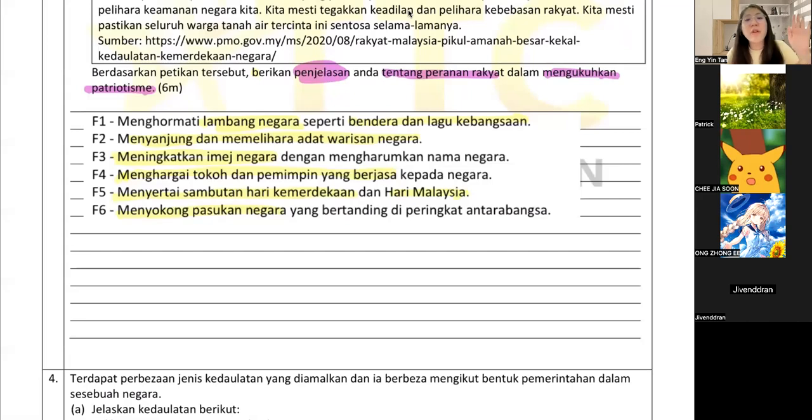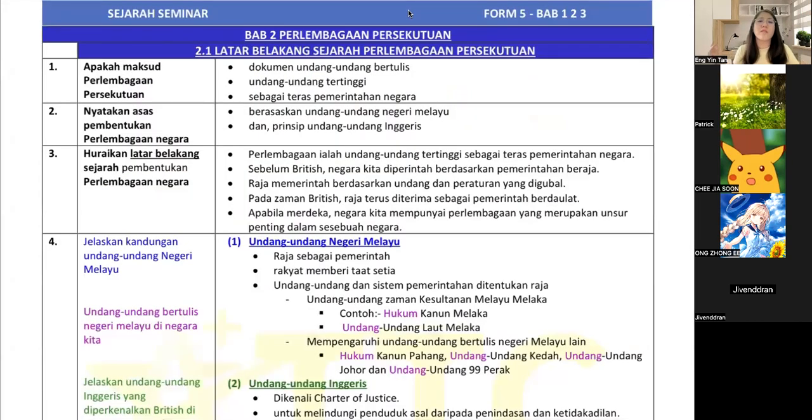Is there anything you want to ask for chapter 1? You can see I emphasize a lot in chapter 1 because I want you guys to master it. Because this chapter is important in SPM also. At the same time, first term exam, chapter 1 is confirmed important, okay? So if you have no question, let's go to the second chapter.